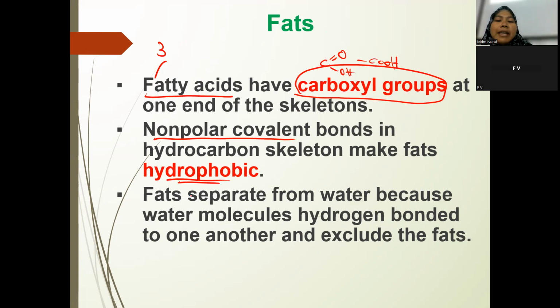Okay. Fat separate from water because water molecule make hydrogen bonds to one another, exclude the fat. Maknanya, contohlah ini permukaan air, kita letakkan minyak, minyak akan jadi droplet macam ni. Kenapa? Sebab sesama molekul air ni, they are making hydrogen bond among themselves. Dia takkan buat ikatan dengan lemak ataupun fat. That's why fat separate from water. Okay, right.